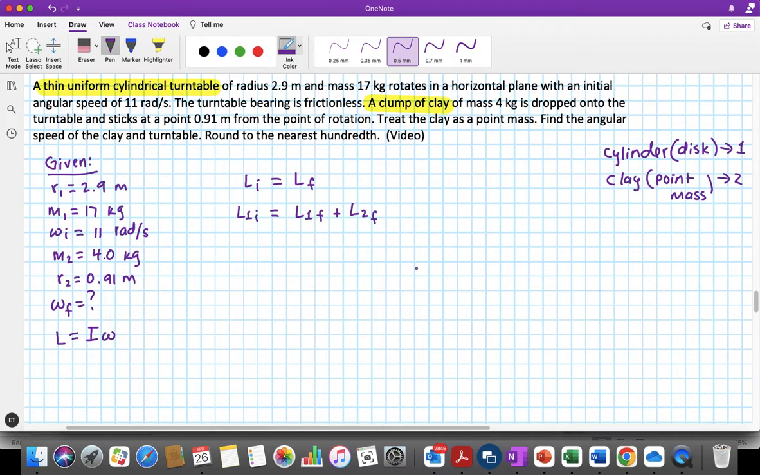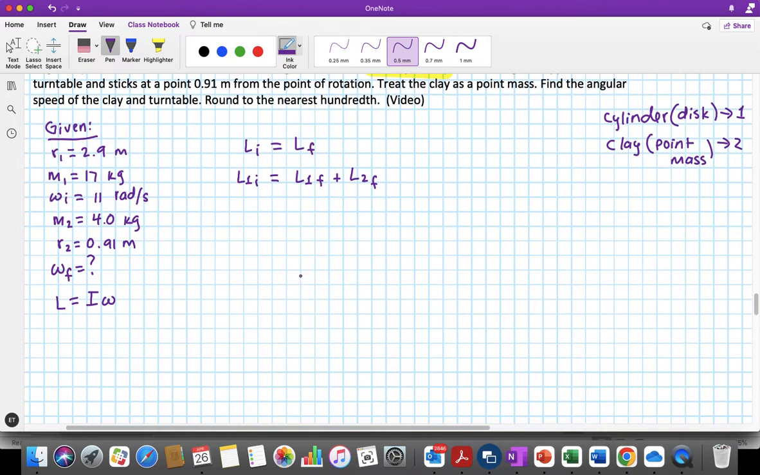And I think it's a good time for us to define the moment of inertia. Don't forget that those values, you can find them on your formula sheet. So let's start with the cylinder. The angular momentum of the cylinder, so that'll be I1. Since we have a cylinder or disk, we're going to have 1/2. Now the formula says m r squared, but we know that this is m1 r1 squared. For the point mass, that one's easy. It's just m r squared, but this is for the point mass or clay, so m2 r2 squared. There you go.